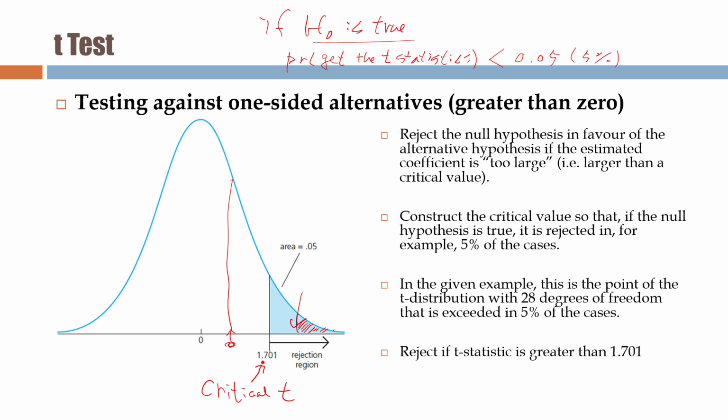So that's why we calculate our t statistic and compare it to the critical t that's tied to this probability, and then compare these two numbers, and then we make a decision: reject or not.